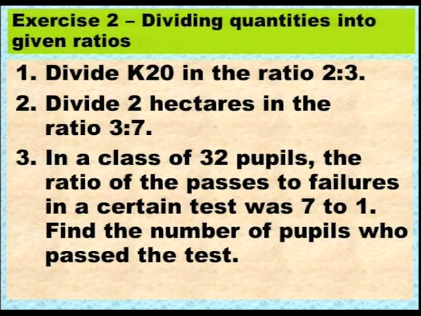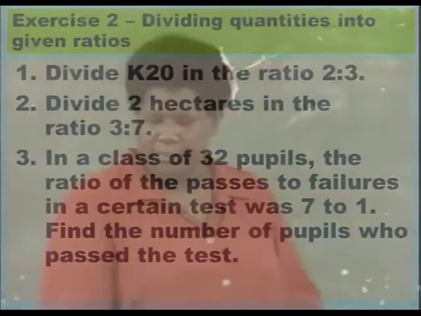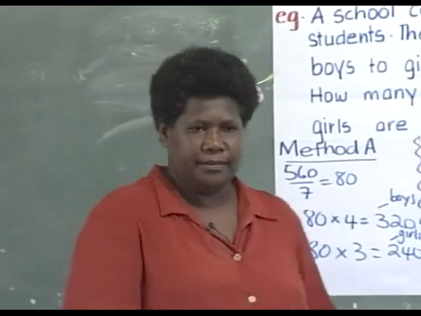All right, it's 3 questions, so you should have finished. Number 1, your turn, Solomon. Divide 20 kina in the ratio 2:3. 8 kina is to 12 kina. Okay, 8 kina and 12 kina.